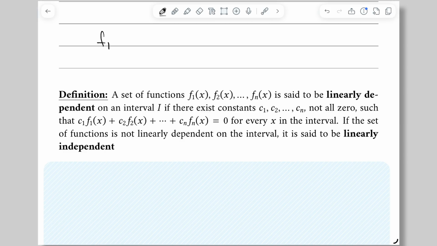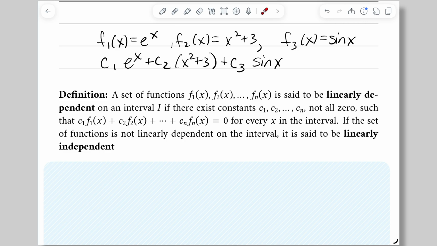So if we consider f1 of x is equal to e to the x, f2 of x is equal to x squared plus 3, and then f3 of x is equal to the sine of x. Then the linear combination c1 e to the x plus c2 times x squared plus 3 plus c3 times the sine of x equals 0 for every x only if c1, c2, and c3 are all 0. This is an independent set of functions.